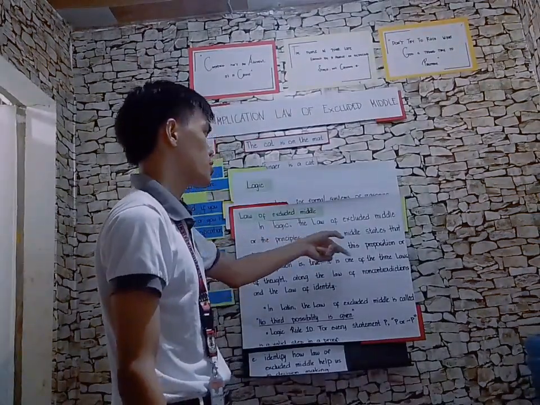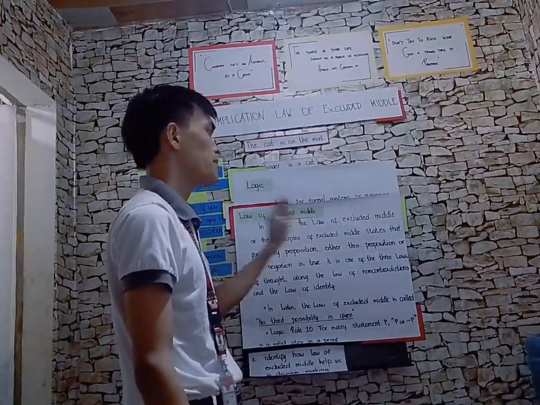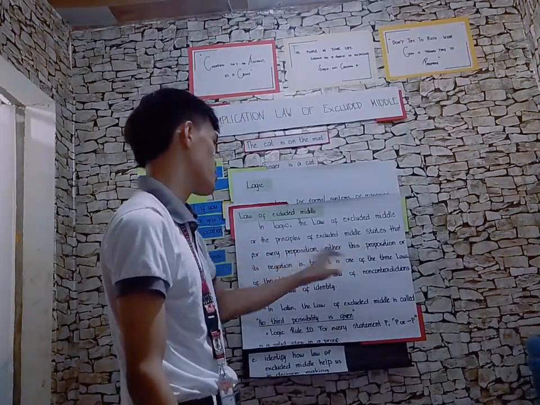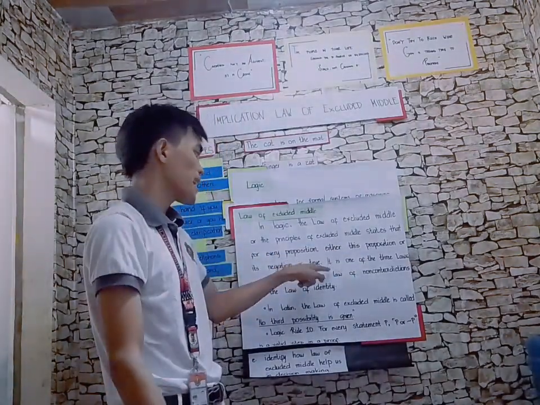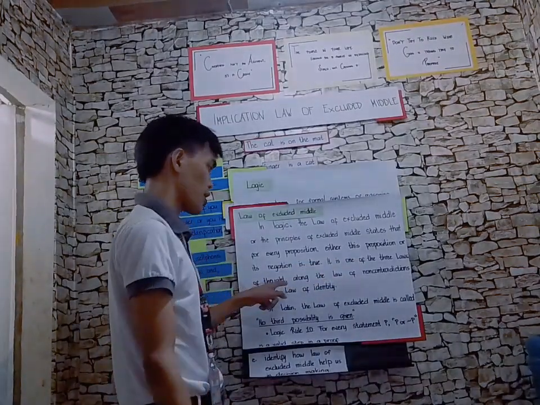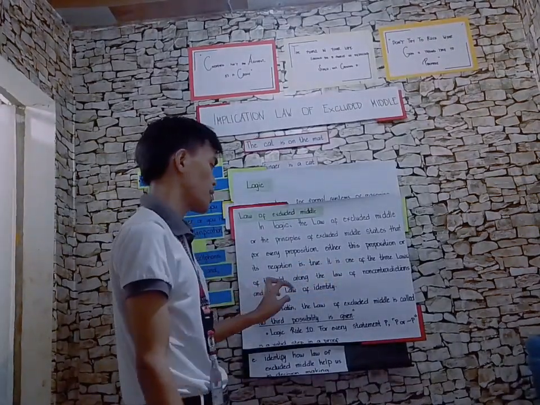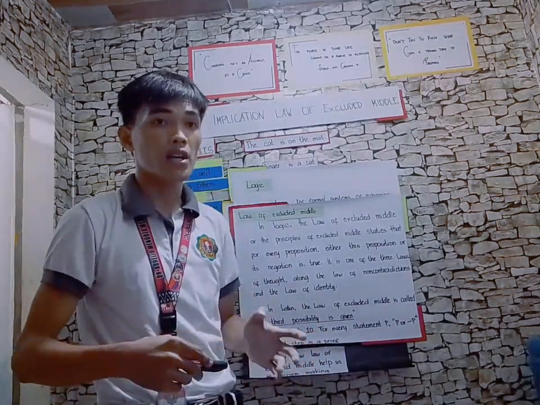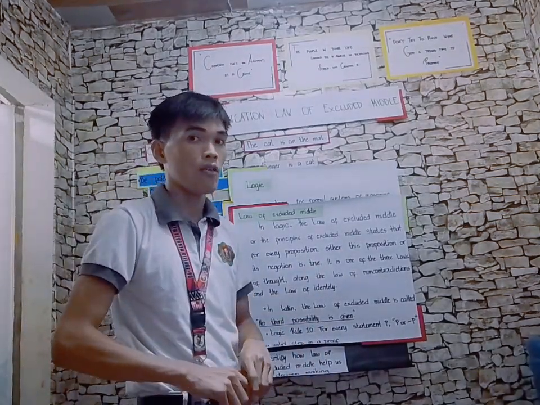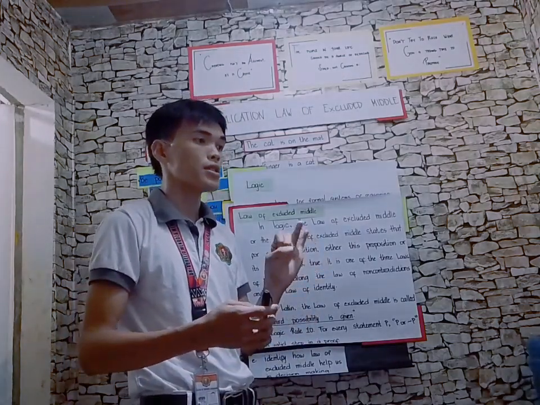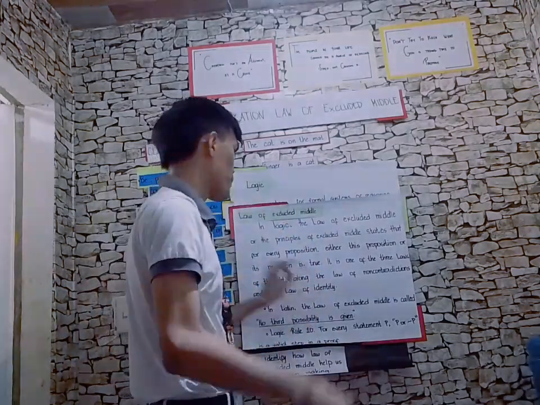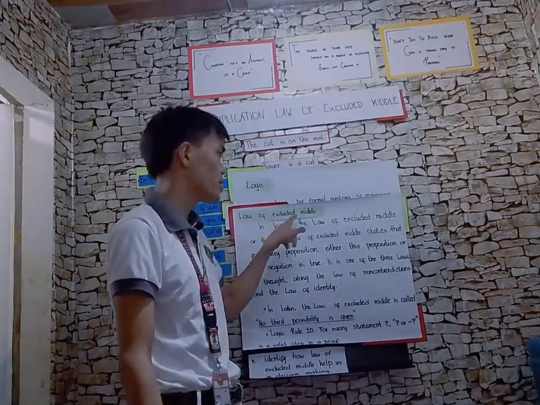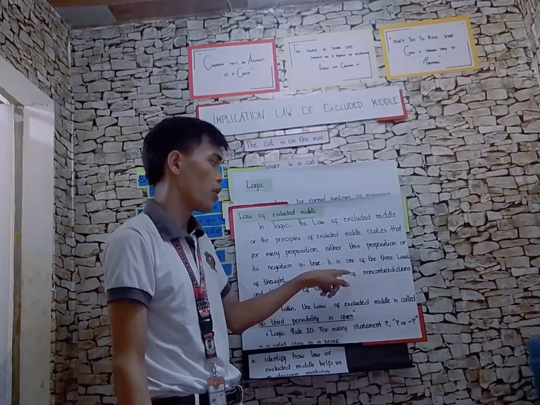In logic, the law of excluded middle, or the principle of excluded middle, states that for every proposition, either this proposition or its negation is true. It is one of the three laws of thought, along with the law of non-contradiction and the law of identity. So the laws of thought has three laws. The first one is the law of identity, the second one is the law of excluded middle, and the third one is the law of non-contradiction.